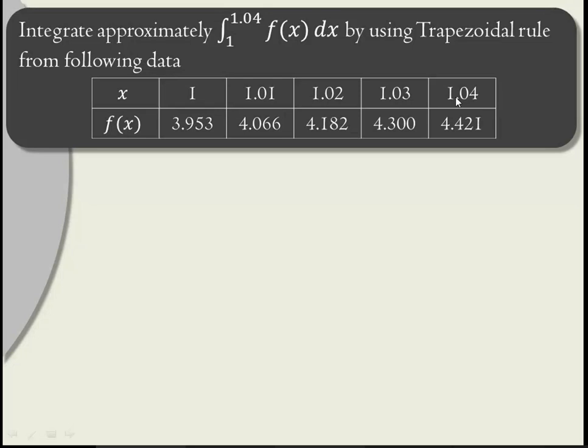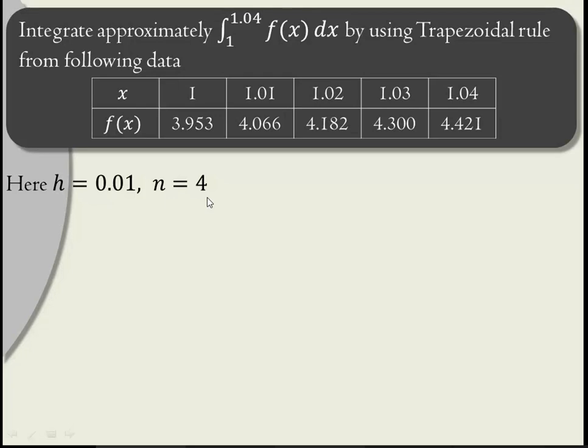So we have to just identify what h is, what the values of x0, y0, x1, y1 are, and then by using the standard formula, we can get the answer. Here, the difference between any two values of x is nothing but h. This is the subinterval 1 to 1.01, and the length of that subinterval is h. This is x0, x1, x2, x3, and this is x4. So n will be 4. The total number of subintervals is 4.